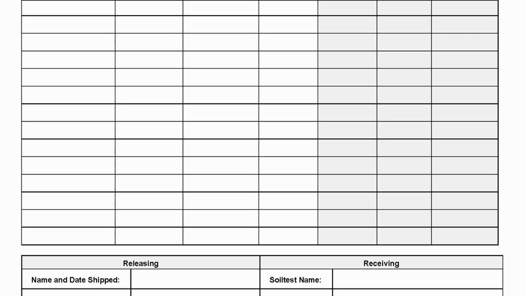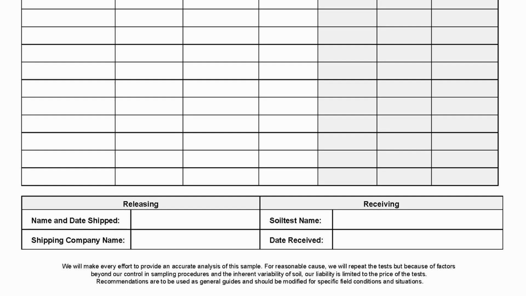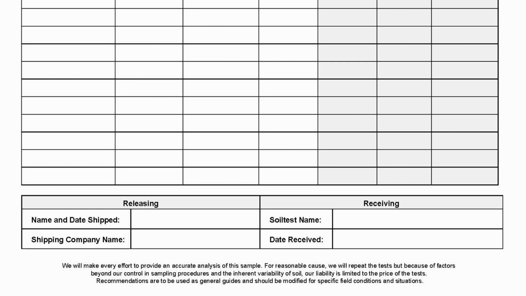And then when you are ready to actually ship it out, you'll print your name and the date that you shipped it out, and then the shipping company name. So if you're using UPS or FedEx, if you're dropping it off at soil tests drop-off sites, then you can also note that.